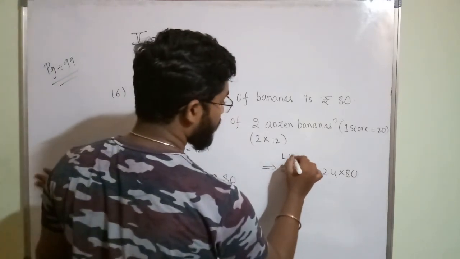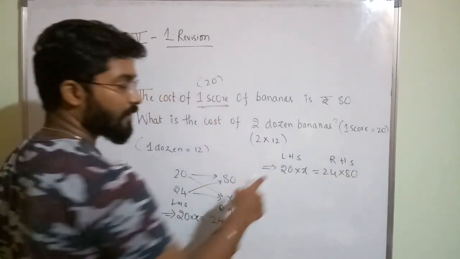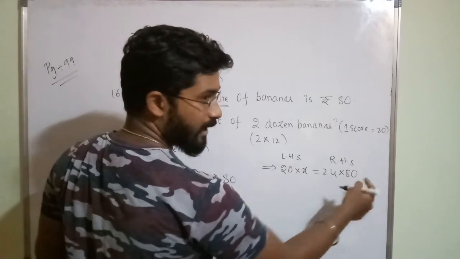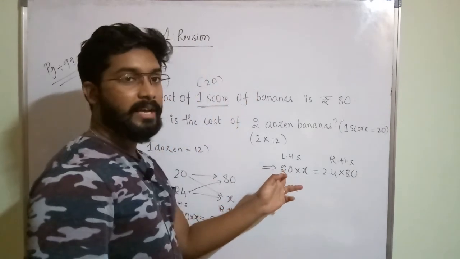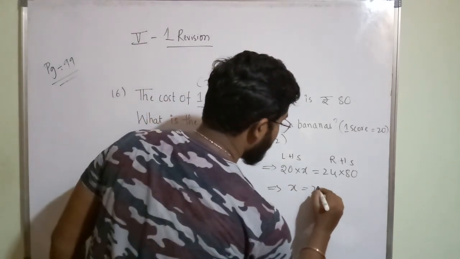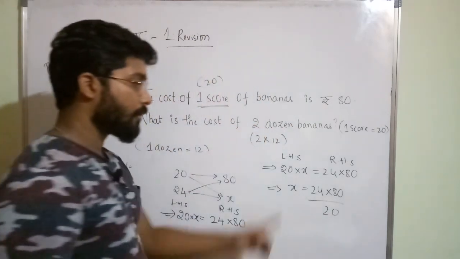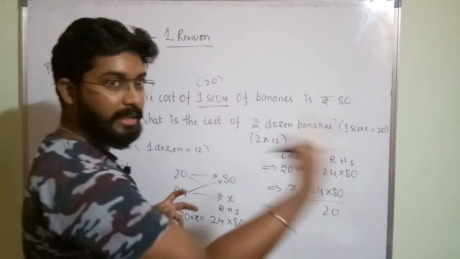Here it is in left hand side, no? This is right hand side. 20 is in left hand side. It is multiplying with X. I am taking this to right hand side. How will I take it? If 20 is multiplying in left hand side, it will divide in right hand side. Okay, it will divide. Here it is multiplying, no? From left hand side I am taking it to right hand side.